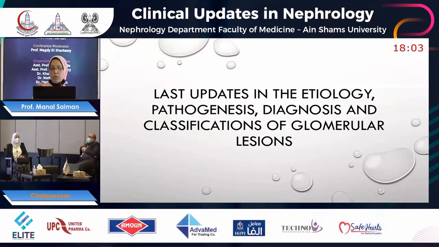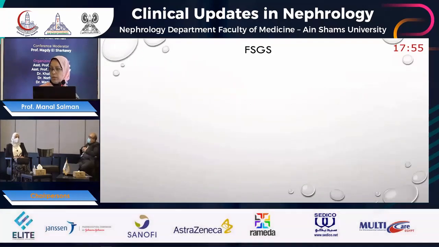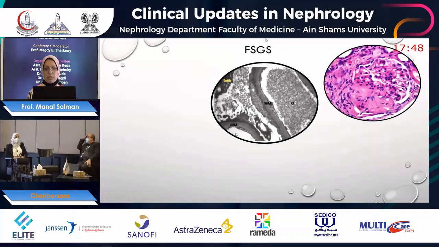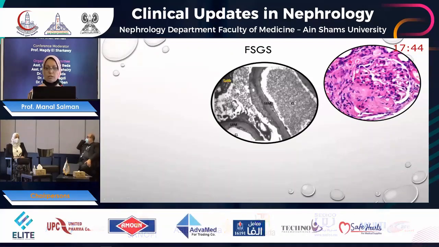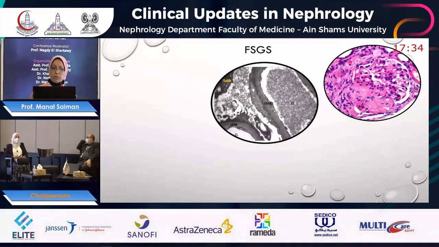First, we are going to highlight last updates in the etiology, pathogenesis, diagnosis, and classification of common glomerular lesions, starting with the very common and famous lesion, focal segmental glomerulosclerosis. Focal segmental glomerulosclerosis is known by segmental solidification of segments of the glomeruli by mesangial matrix obliterating the tuft of the capillaries, with adhesion, and this is the very common not otherwise specified focal segmental lesion.